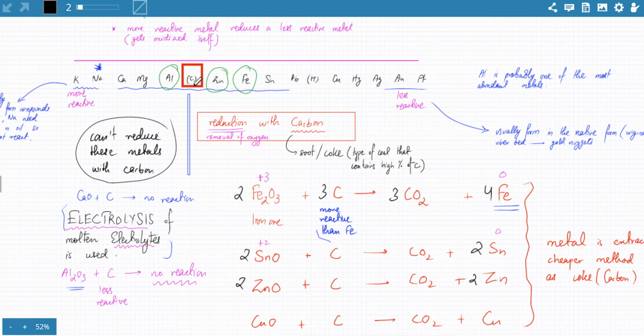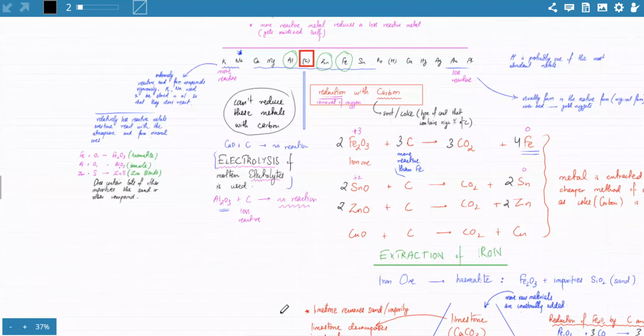Now, carbon is here in the reactivity series. The ones that are below it are extracted how? By reduction with carbon, because carbon is more reactive. So if iron is in the form of iron oxide, you introduce carbon. Carbon is going to take away all the oxygens from this compound. Carbon can reduce tin. Carbon can reduce zinc. Carbon can also reduce copper. Is this clear? Yes.